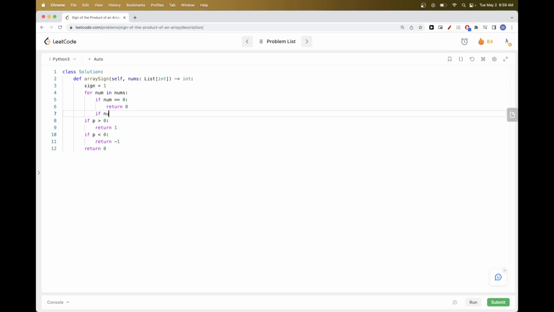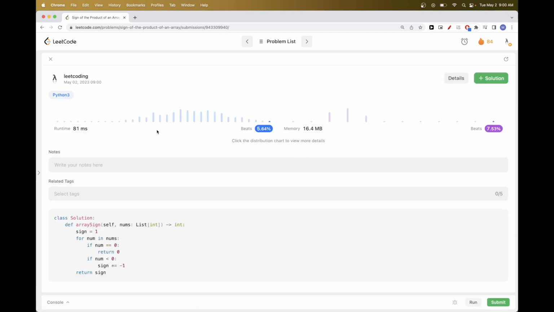And then if the number is negative, then we have to change the sign by multiplying it by -1. Because if the sign was 1, it will become -1, because then the product is now negative. If the sign was -1, which means the product was negative, then multiplying it by a negative number will make it positive. And so if we multiply by -1, the sign will become 1, right? But if the number is positive, then the sign doesn't change, because if the product was positive, it will stay positive. If it was negative, it will stay negative, right? And so here at the end, we can just return the sign. Okay, this should pass as well, and it does.